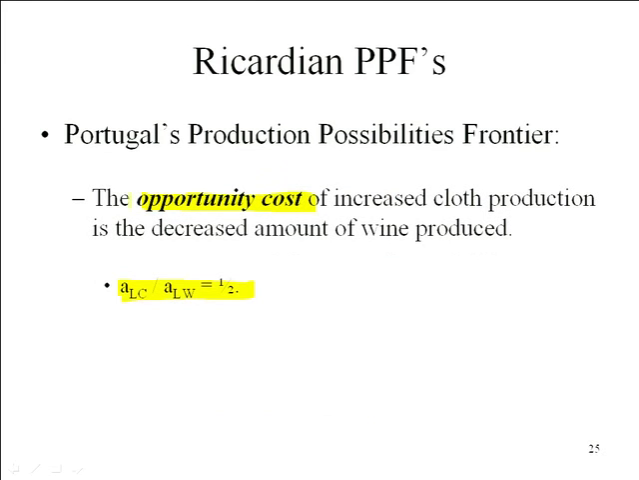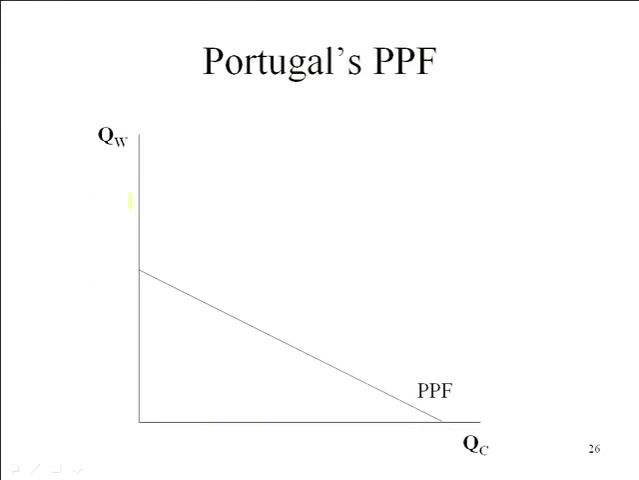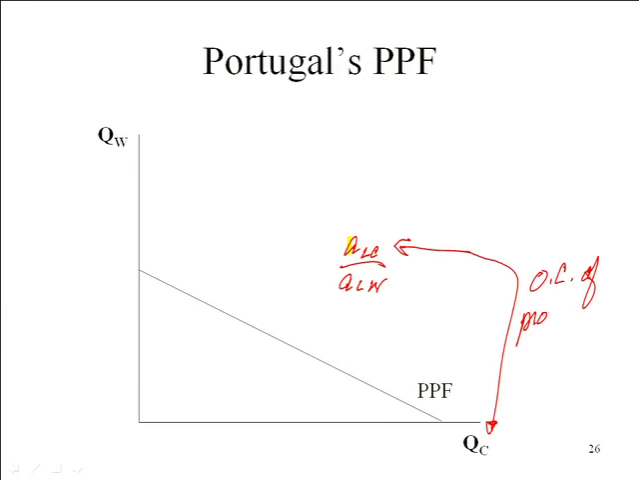Now, an easy way to remember the ratio of the unit labor requirements is that it's always talking about the opportunity cost of producing the good that's on the horizontal axis, in this case cloth. So our slope, or our ratio of unit labor requirements, will be the unit labor requirement in cloth divided by the unit labor requirement in wine. Notice numerator here, horizontal axis here. This gives us the opportunity cost of producing more cloth. By the way, we can't really drop the minus sign because it's sloppy mathematics.